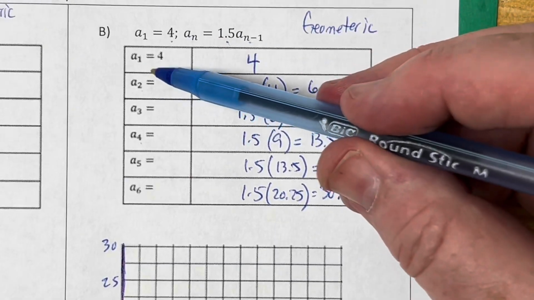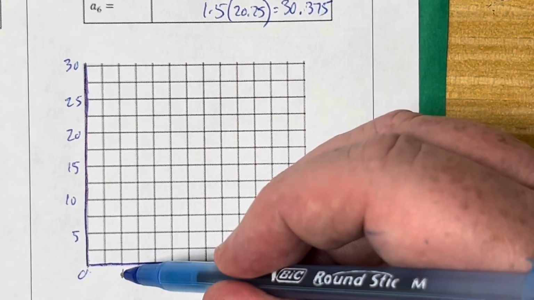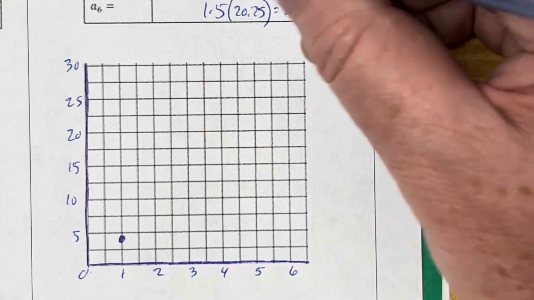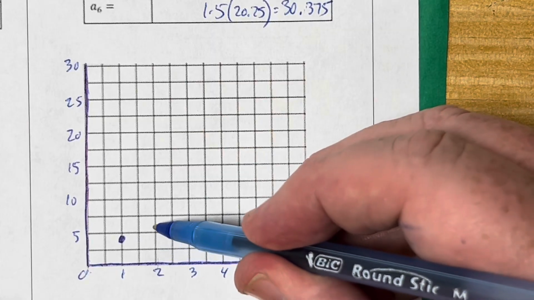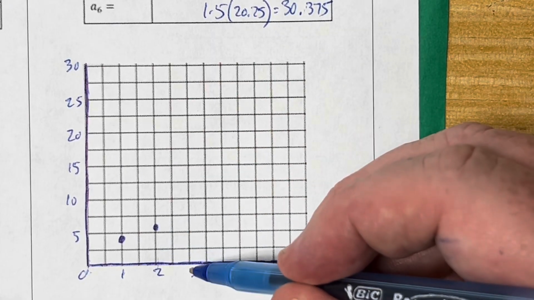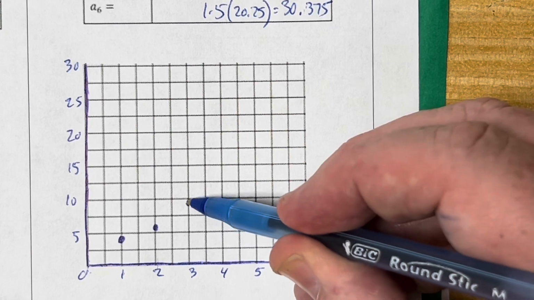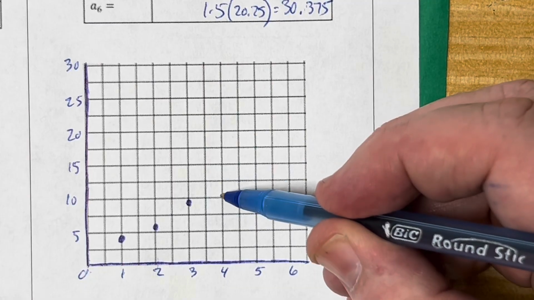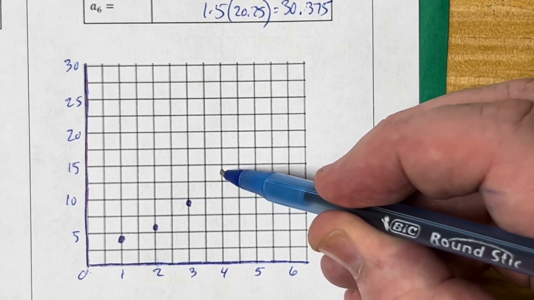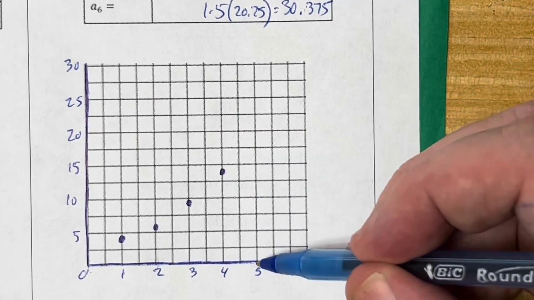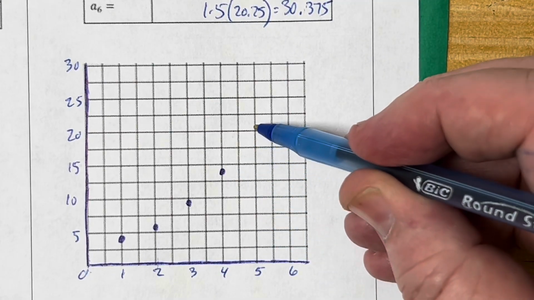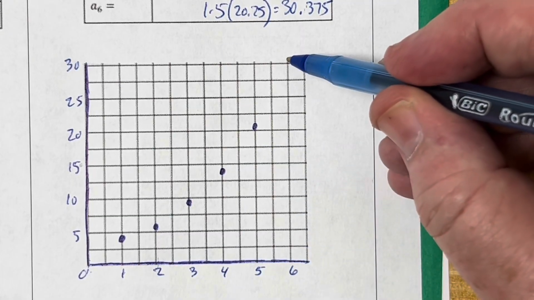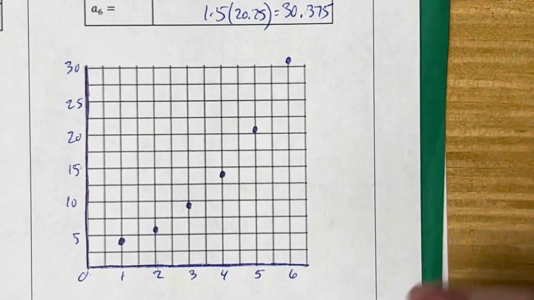So we have our first term is 4. So here's the first term, 4 will be right underneath the 5. Second term is 6, so right above the 5. Third term, 9, right below the 10. Fourth term is 13.5. All right, that's 12.5, 13.5, so somewhere around there. Fifth term is 20.25. And then sixth term is 30.375, so something right about that.